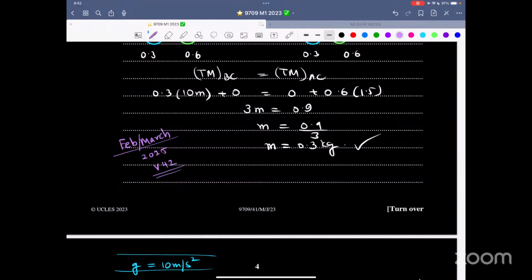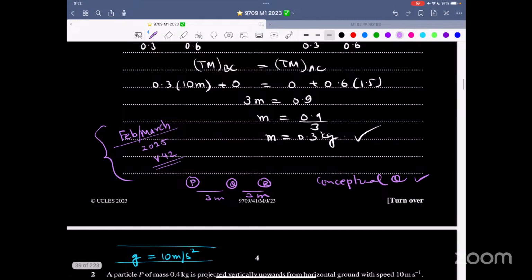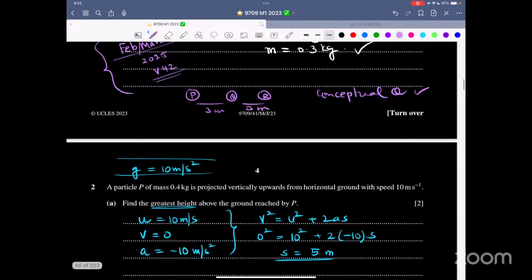Do watch it out. Again, there was a concept of three particles, that is P, Q, and R, and the distances, I think, were 3 meter, 3 meter. And it's a very, very conceptual question. So do watch that in this particular video solution. So now this thing is done.